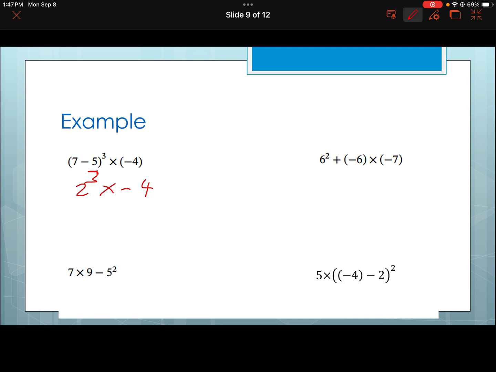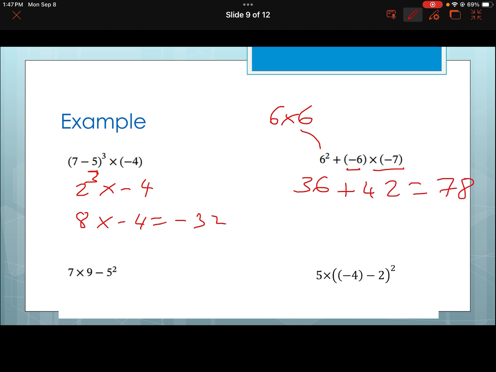Then 2 cubed, remember that's 2 times 2 times 2, which is 8, times by negative 4. And that gets you, well, positive times a negative is a negative. And then 8 times 4 is 32. So that's pretty simple. For this one, first I'm going to do the exponent. I know, again, there's brackets, but if you look at the bracket, they're just telling you it's negative. There's nothing to do. So the next thing to do is the exponent. Remember, 6 squared is not 6 times 2, it's 6 times 6, so that's 36, plus a negative times a negative is a positive, so it's going to be positive 42. So then when you work that out, you just get 78.